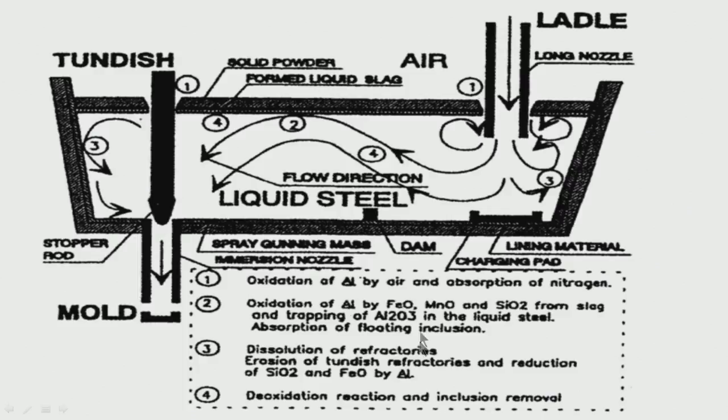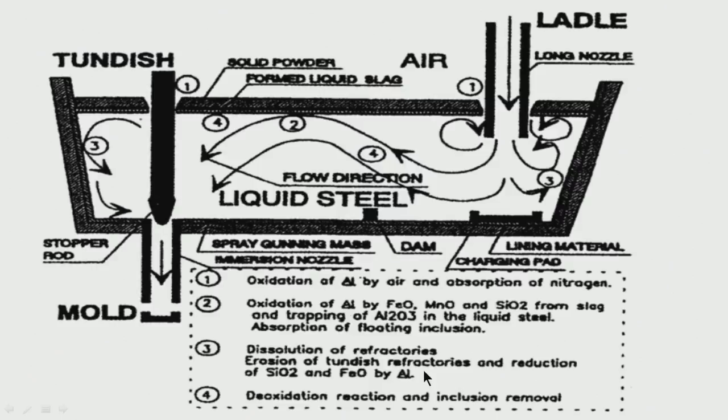Now at this point there is a possibility of erosion of the refractory, because this is the refractory lining at these locations. So dissolution of refractories, that means erosion of refractories, should not take place. Erosion of Tundish refractories and reduction of SiO2 and FeO by aluminum are possibilities if the refractory lining is not basic. As I have mentioned in the Ladle, the same thing is true here also. Refractory lining should not have SiO2, should not have iron oxide, should not have other constituents which might get reduced by aluminum.